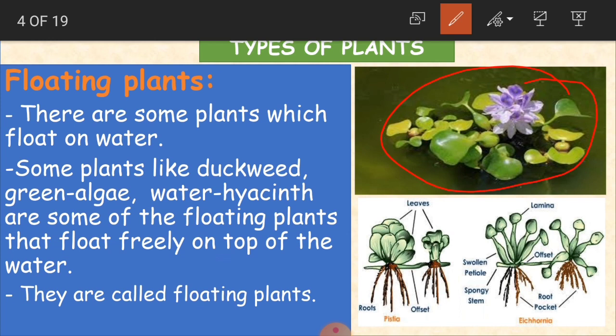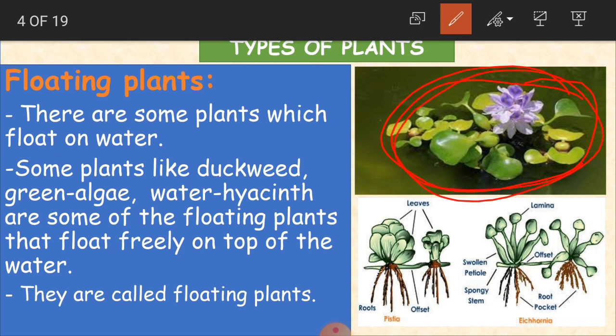Have you ever been on a boat? If we sail on a boat, how does it travel? It travels on the water. In the sense, it floats on the water. Same like that, these plants float on the water. As you see in the picture here, it is on the water, floating.